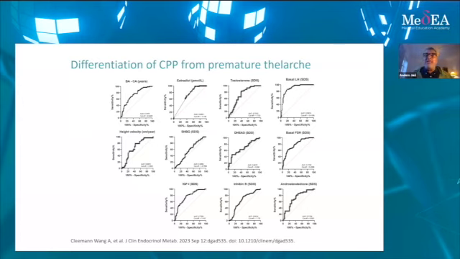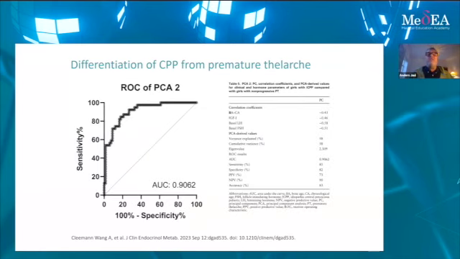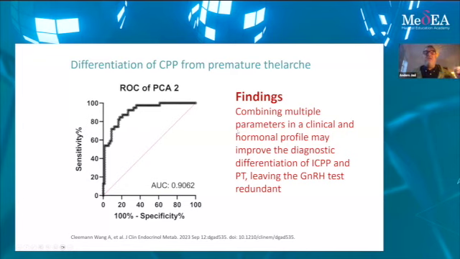That's why we try to see, can we come up with another option? Can we combine all these parameters and do a principal component analysis where we combine variables in a joint model? And this is what we did here. So in this principal component analysis, we included bone age advancement, IGF-1, basal LH, basal FSH, and then we looked at this combined parameter and found on the ROC curve that it was superior to any of the ROC curves on the isolated parameters.